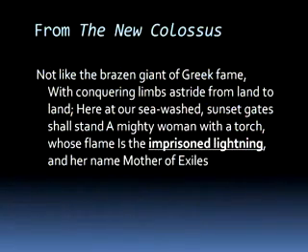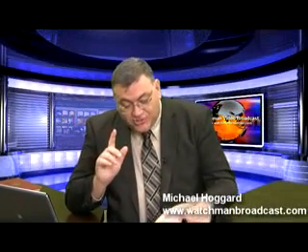Not like the brazen giant of Greek fame, with conquering limbs astride from land to land, here at our sea-washed sunset gates shall stand a mighty woman with a torch, whose flame is the imprisoned lightning, and her name, Mother of Exiles. Now, going back to Revelation chapter 9.